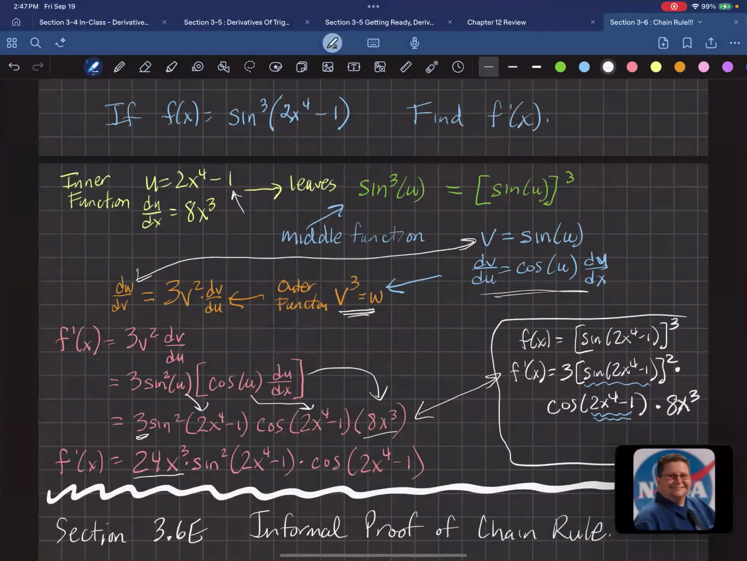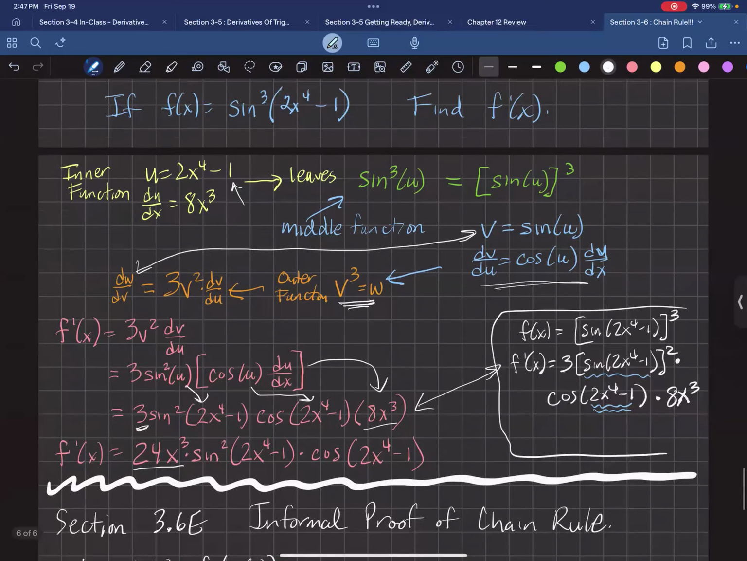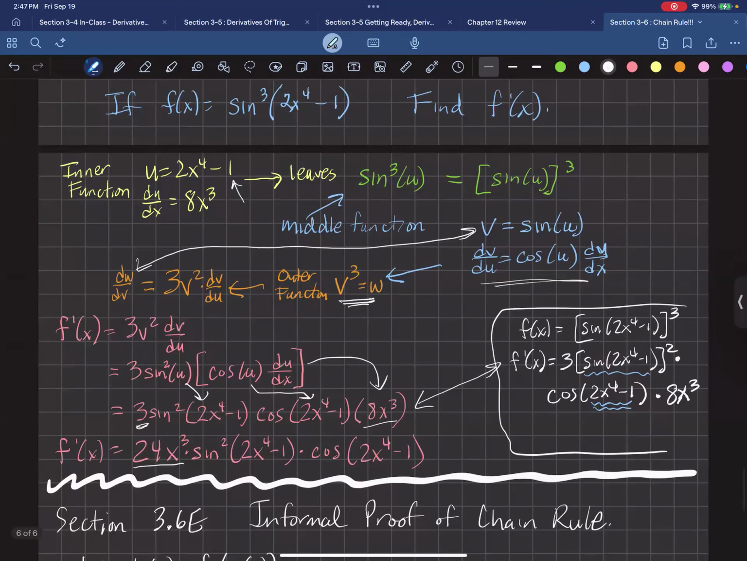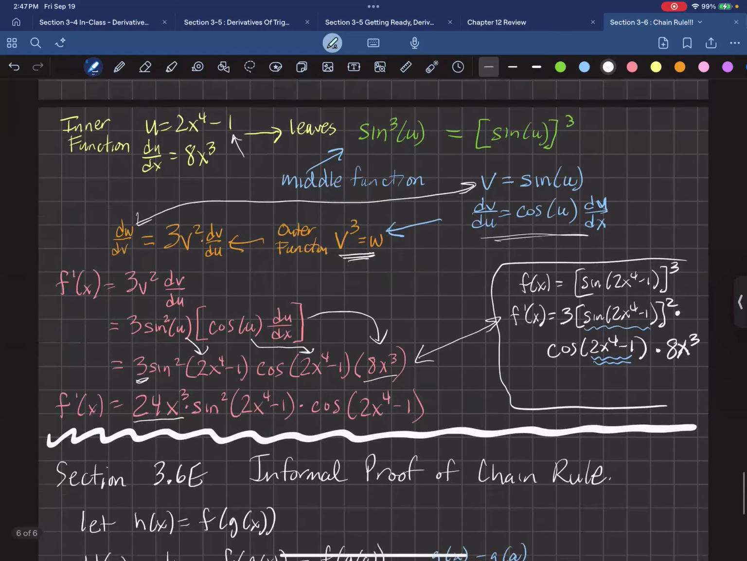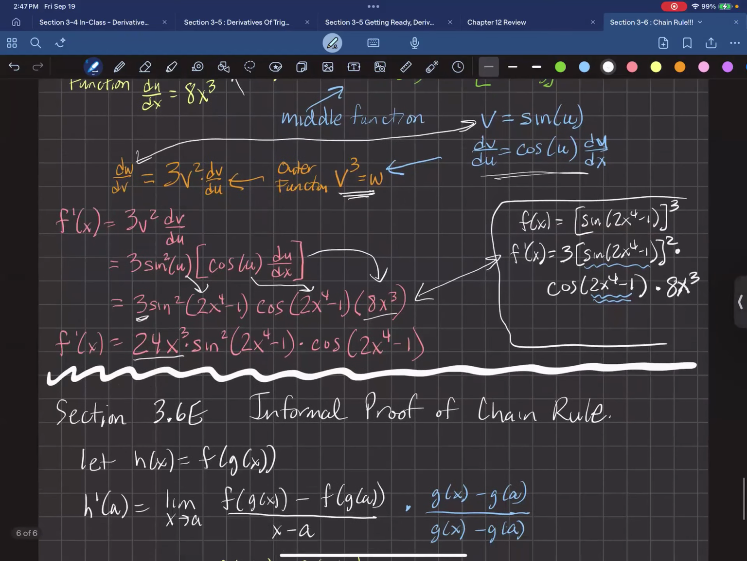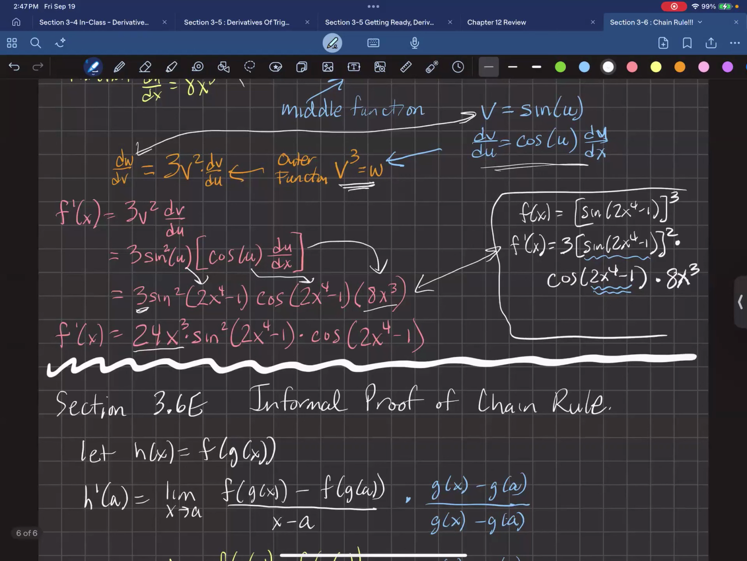All right, I'm going to give you a little informal proof of the chain rule. We've done a lot of complicated stuff so far using it. You'll get a lot of practice. But we're going to say h of x equals f of g of x.